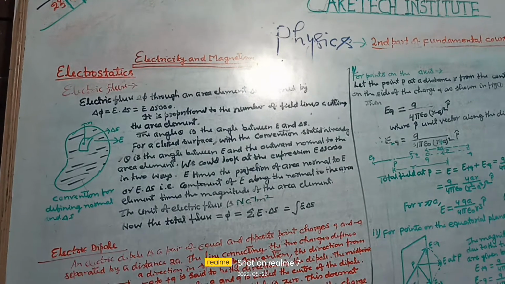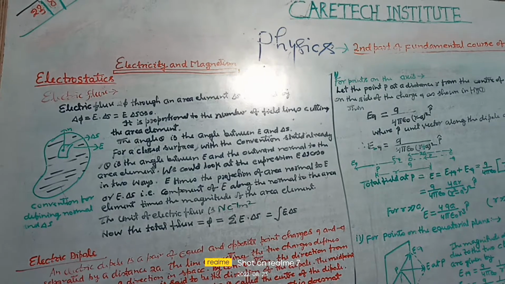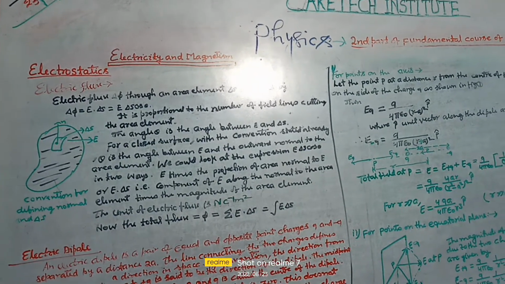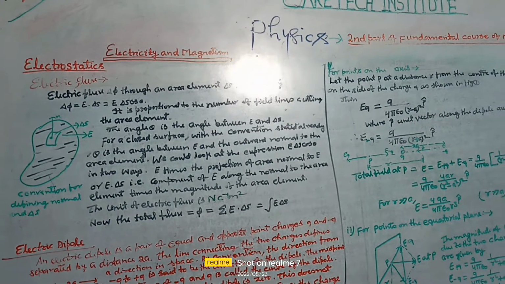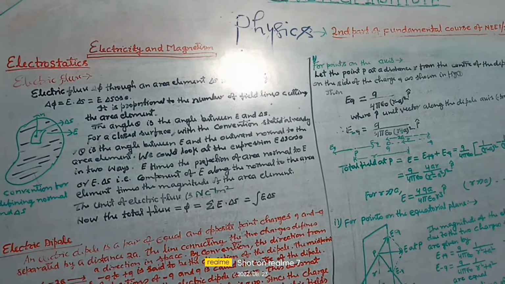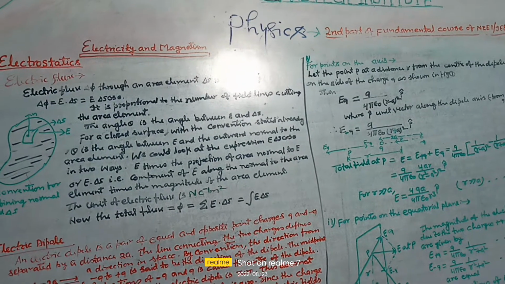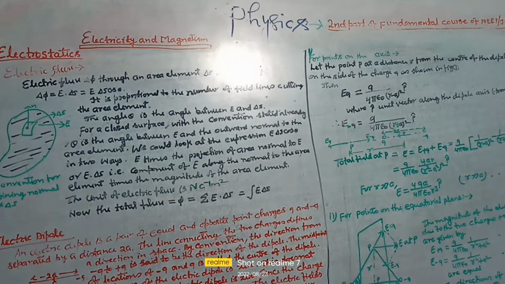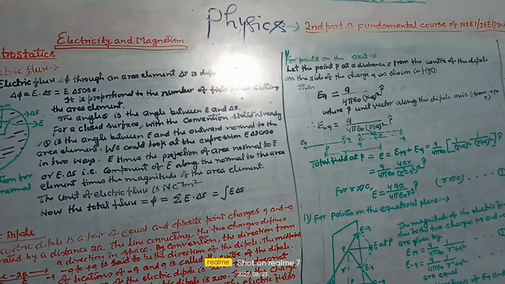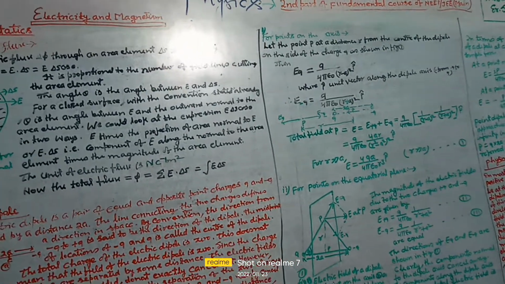The angle theta is the angle between E and delta S. For a closed surface, with the convention stated already, theta is the angle between E and the outward normal to the area element. We could look at the expression E delta S cos theta in two ways: E times the projection of area normal to E, or E dot delta S. It means the component of E along the normal to the area element times the magnitude of the area element. The unit of electric flux is Newton per coulomb meter square.